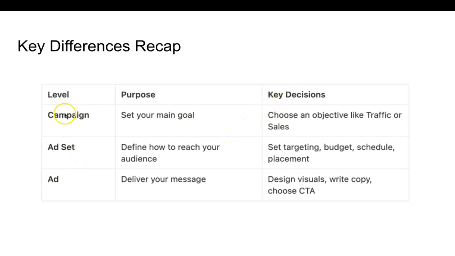And with the key decisions for campaign, you want to choose objectives like traffic or sales. Then for ad set, you want to set your targeting, your target audience. You want to figure out your budget. You also want to set up a schedule if necessary. And then you want to figure out what placements make the most sense for your campaign. And then last but not least, we have ad. Some of the key decisions here are the design of your visuals, what your ad copy is going to be like, and what call to action you're going to have.